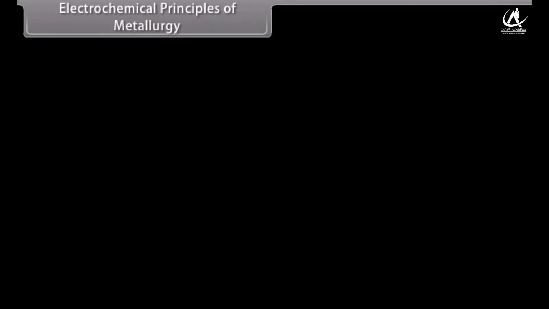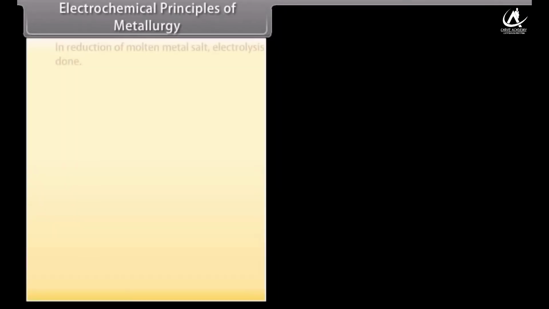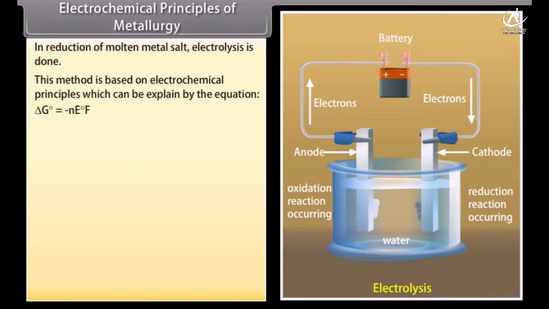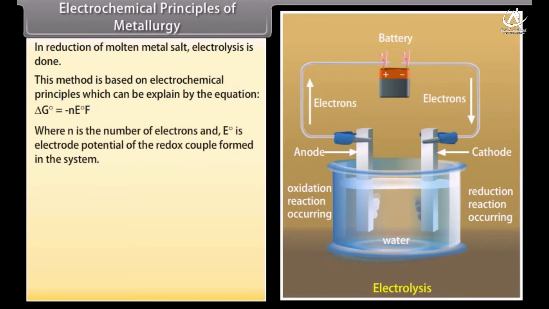Electrochemical principles of metallurgy. In reduction of molten metal salt, electrolysis is done. This method is based on electrochemical principles which can be explained by the equation delta G naught is equal to minus n E naught F, where n is the number of electrons and E naught is electrode potential of the redox couple formed in the system.